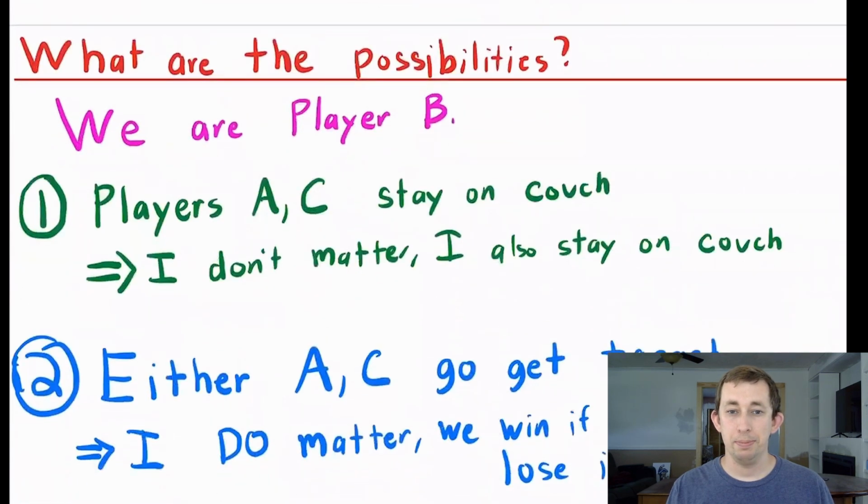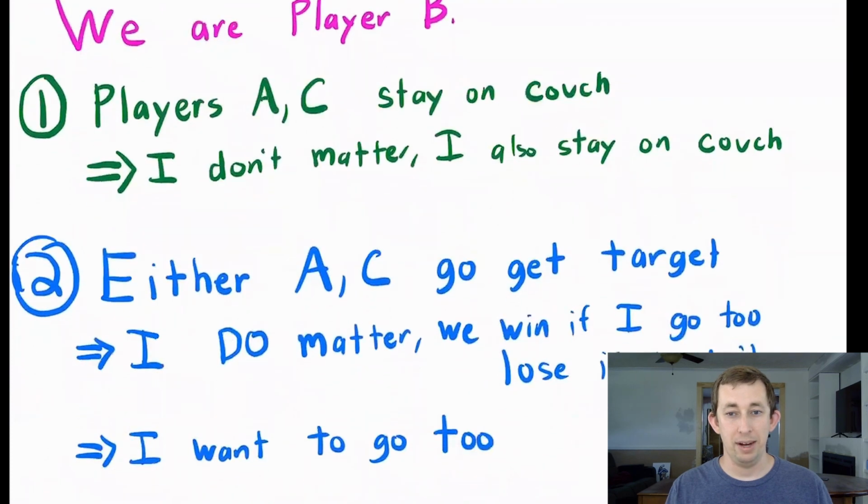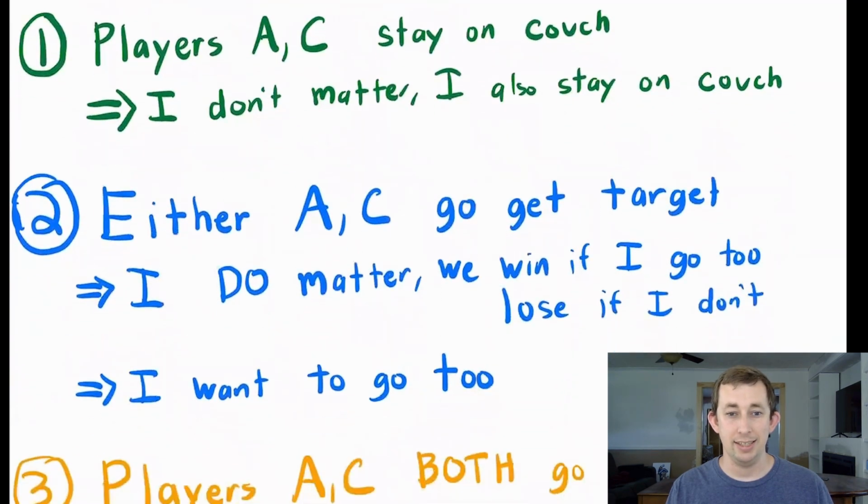There are 3 possibilities we need to think about from the perspective of every player. So let's think about as if we are player B. My 2 buddies, players A and C, might choose to stay on the couch. If they choose to stay on the couch, then I don't matter because I can't catch this guy by myself, so I also want to stay on the couch, because getting that payoff of 0 is going to be better for me than paying that cost and still getting 0 because I didn't catch the guy.